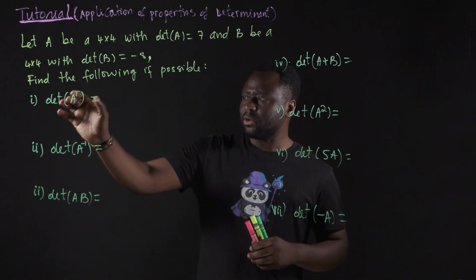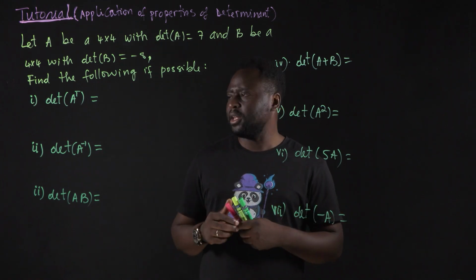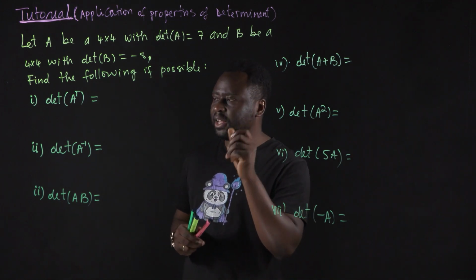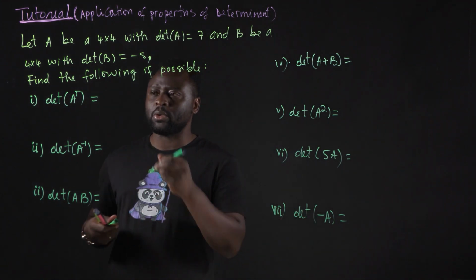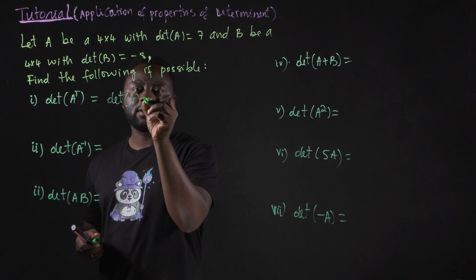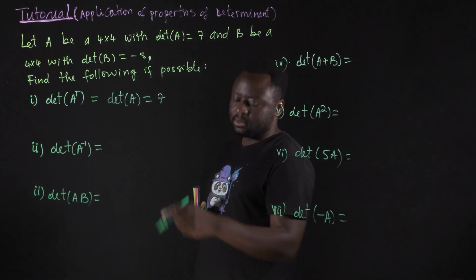So we know the determinant of A. Can we obtain the determinant of the transpose of A? Yes, it's possible because the determinant of the matrix A is the same as the determinant of the transpose of the matrix A. So this is equal to the determinant of A, and this is equal to 7, okay? This is for the transpose.